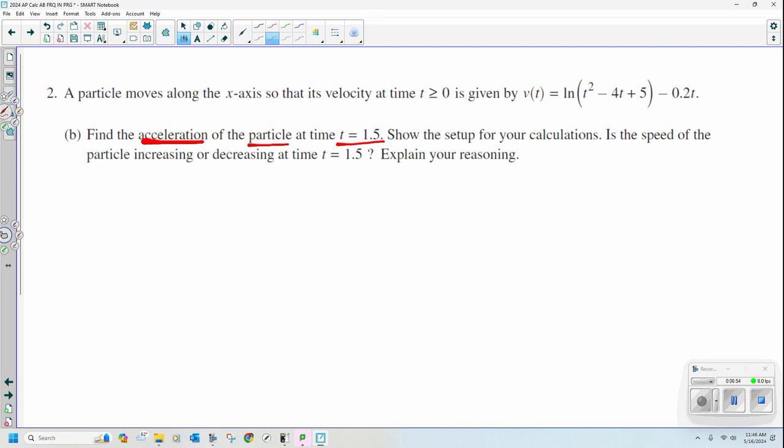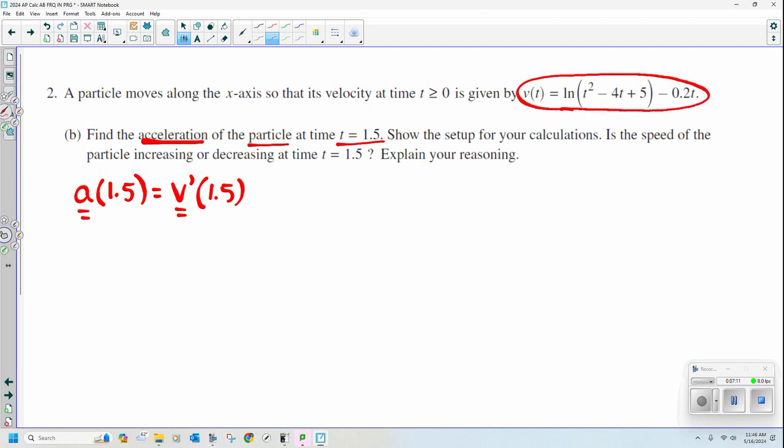Guys, let's do the first part. Acceleration at 1.5 is the derivative of velocity at 1.5. The derivative of velocity is acceleration. They give you velocity here. We have a calculator.